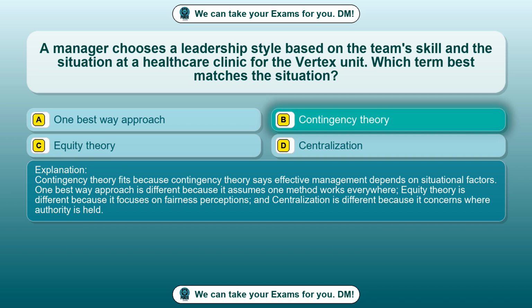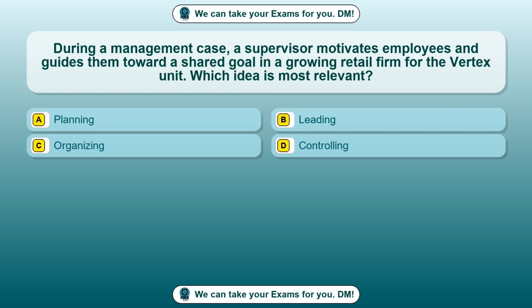held. Question 28. During a management case, a supervisor motivates employees and guides them toward a shared goal in a growing retail firm for the Vertex unit. Which idea is most relevant? Option A, planning. Option B, leading. Option C, organizing. Option D, controlling. The correct answer is option B, leading.